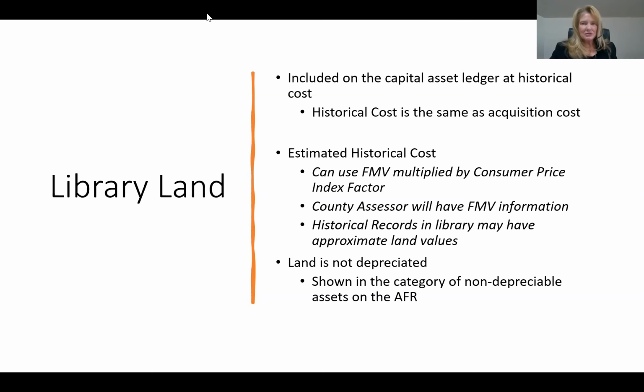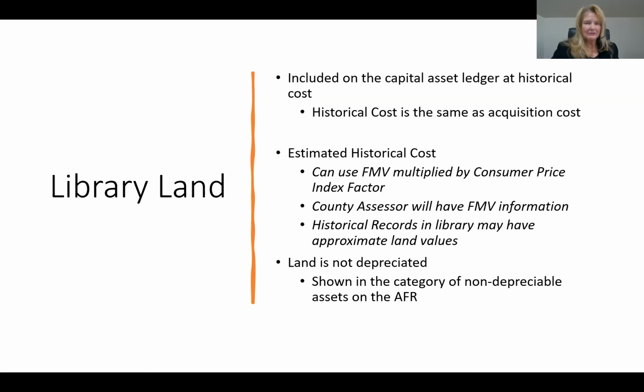The structure of this presentation is to go through an example for each category so that you can see how to handle that. So we'll start out with land. That's included on the capital asset ledger at historical cost, which is the same thing as your acquisition cost. It's possible that you'll have to estimate that historical cost, which you can do using your fair market value times the consumer price index factor we talked about a few minutes ago. Your county assessor might have that fair market value information.